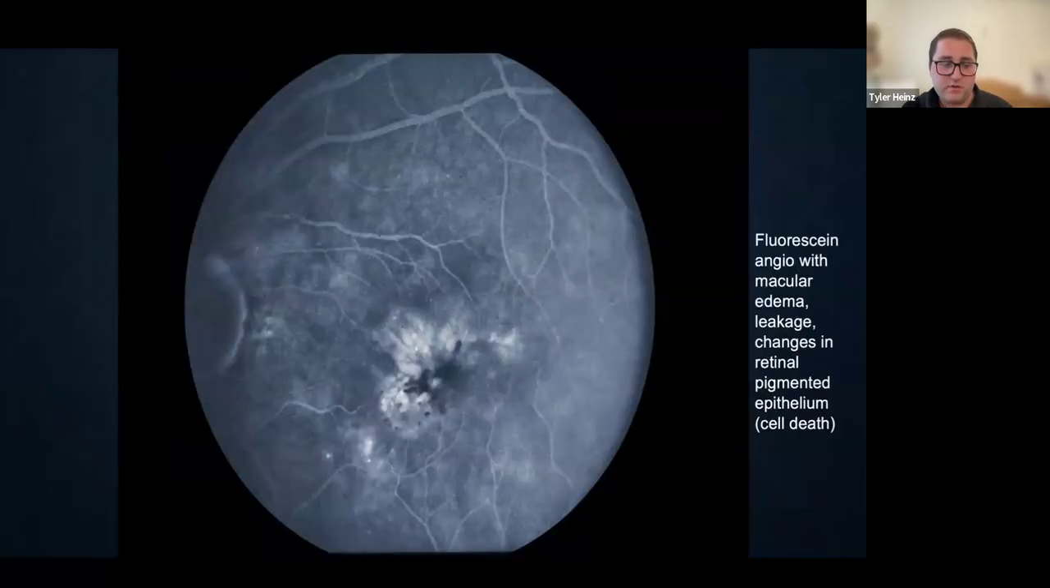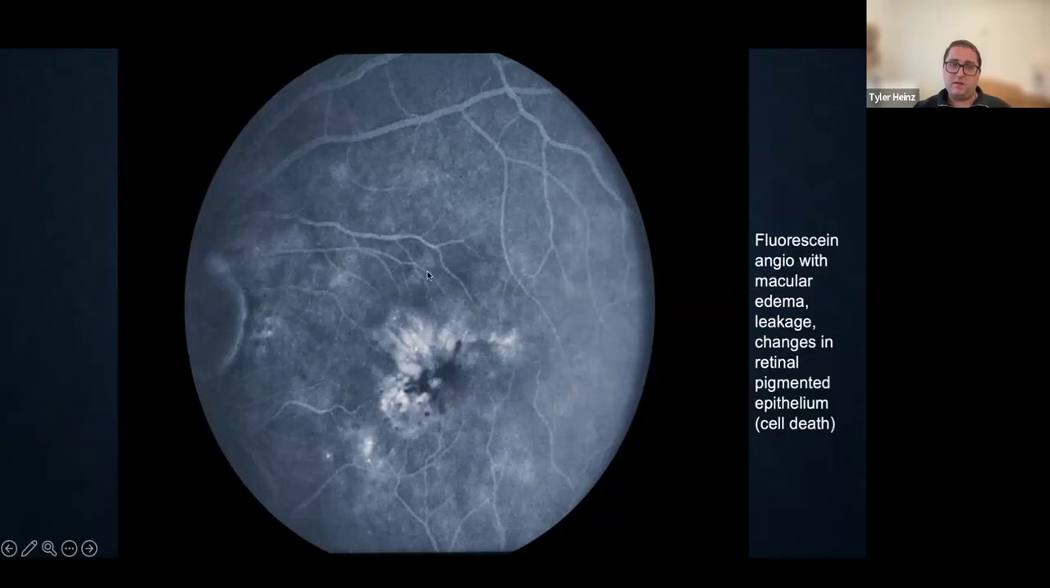Now, this is another fluorescein. So your fluoresceins are always going to be your black and white ones with the dyes, just so you're aware for future. If you ever see them while you're out practicing, your fluorescein ones are going to be your dye scans. So this one has some macular edema. So our optic nerve is over here. If you could follow my cursor, optic nerve is over here.